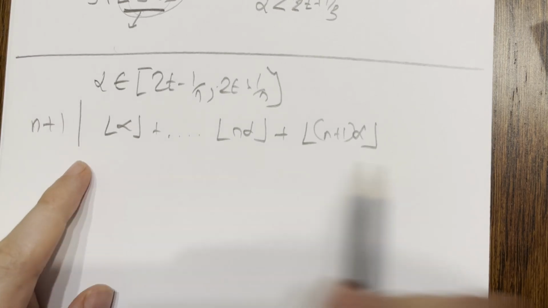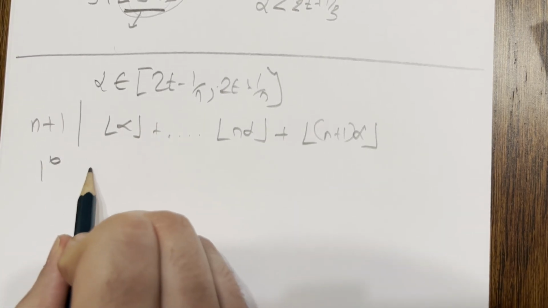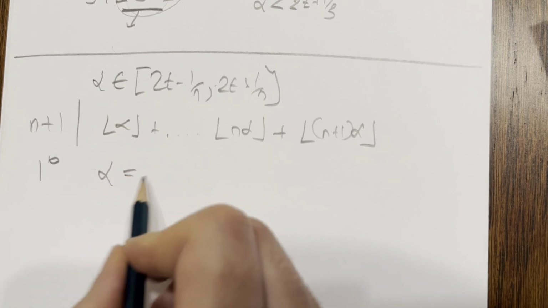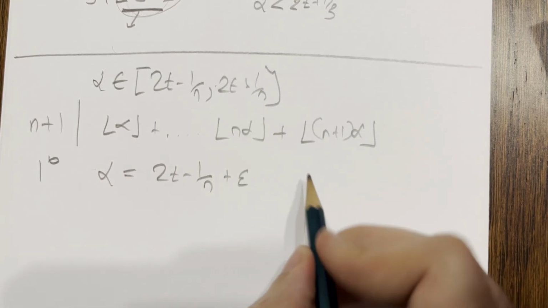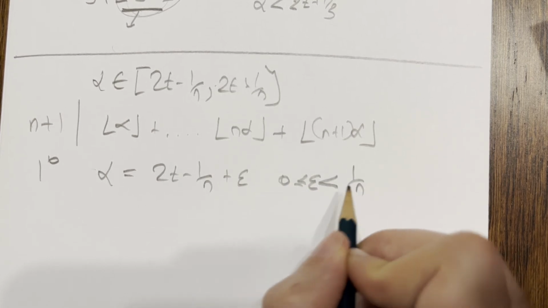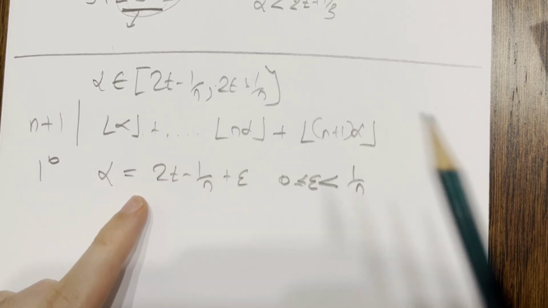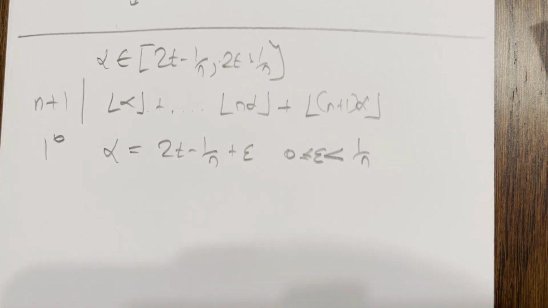Okay, so let's think about this. Now let's look at, again, casework. First case: alpha is equal to 2t minus 1 over n plus some epsilon, where epsilon is greater than or equal to 0 and less than 1 over n. So it's between this and 2t, right? Now this is me formalizing everything.